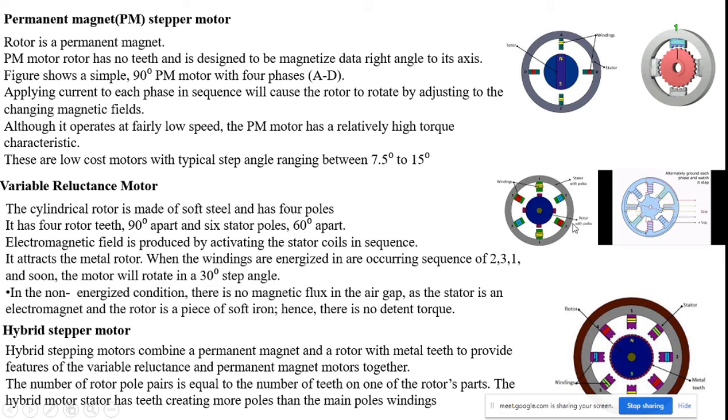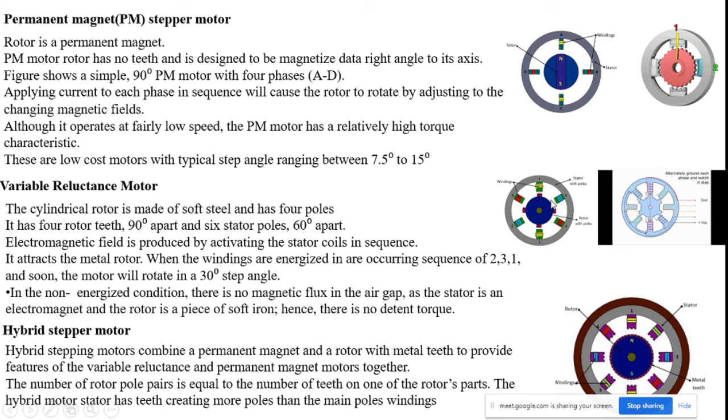And then the second type, the variable reluctance motor, is also available, in which the cylindrical rotor is made of soft steel and has four poles, which are represented with the rose color. It has four rotor teeth 90 degrees apart and six stator poles. Outside there are the stator poles, each 60 degrees apart. Likewise, the variable reluctance stepper motor is arranged.